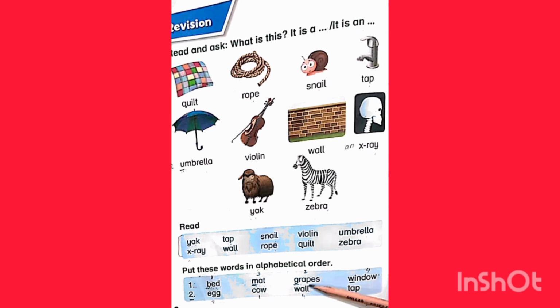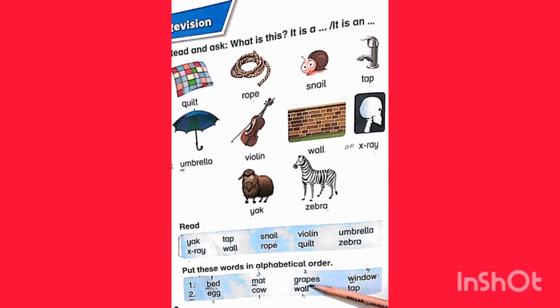So let's start. A quilt, a robe, a snail, a tap, an umbrella, a violin, a wall, an X-ray. Why are we using an here? Because X is not a vowel, and we are using an X-ray because X gives the sound of A. X-ray. So we are using an X-ray.